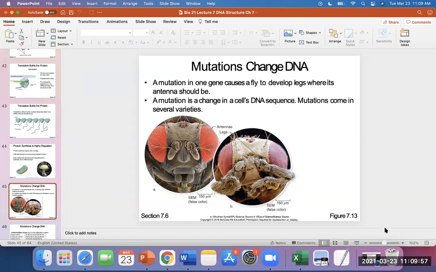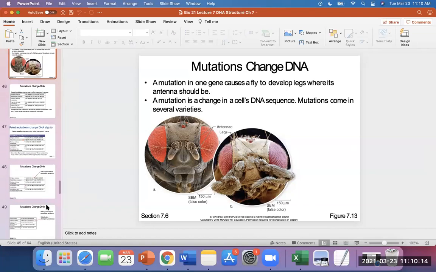Okay. So tell me what silent mutation is. That's when a change occurs, but it doesn't change... It doesn't change what, Oscar? I couldn't hear the last part. The phenotype. The amino acid.